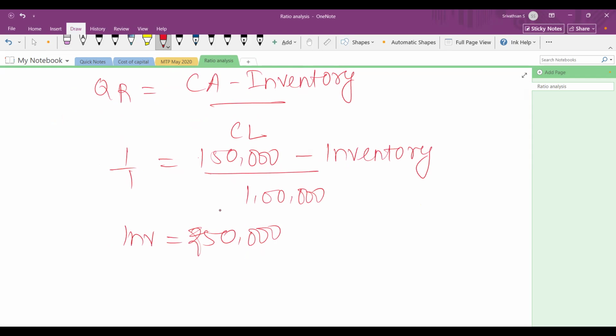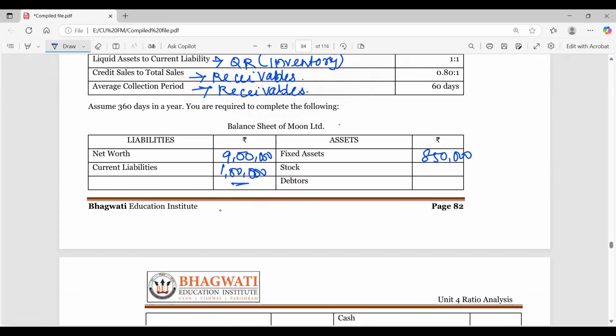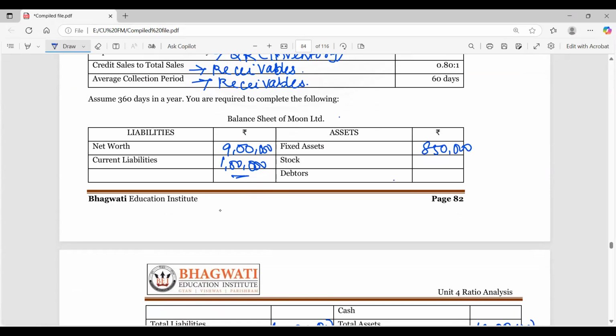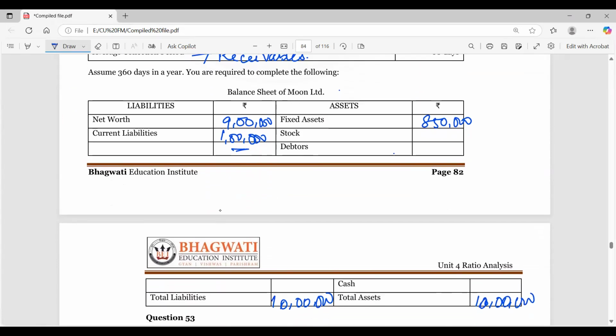Everyone done till this point? Clear? Any doubt? So now you do one thing. You calculate the amount of debtors and the balancing figure is cash. You calculated stock is 50,000. Calculate the amount of debtors and cash. Tell me the number.